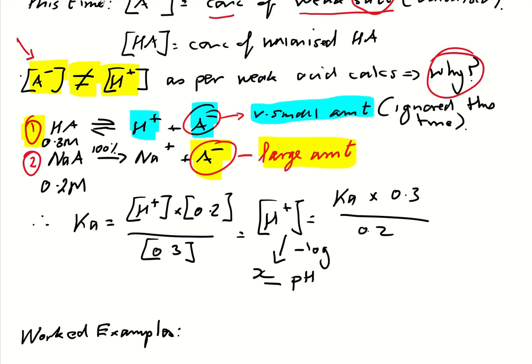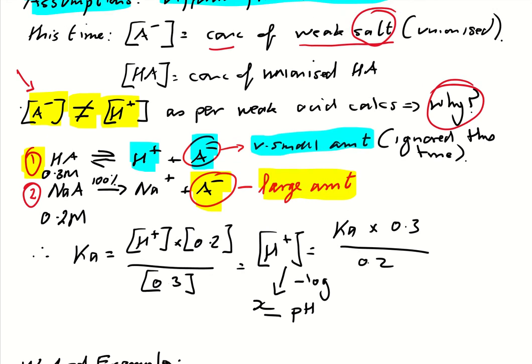Okay, so you can hopefully see also why, as I said up above, we take the A minus as being the concentration of the unionized salt. Basically in this instance, we ignore the contribution of A minus from the dissociation of the weak acid. And if, for example, the sodium salt is 0.2 molar, well, we'll take that as also being 0.2 molar for the sake of our equation.